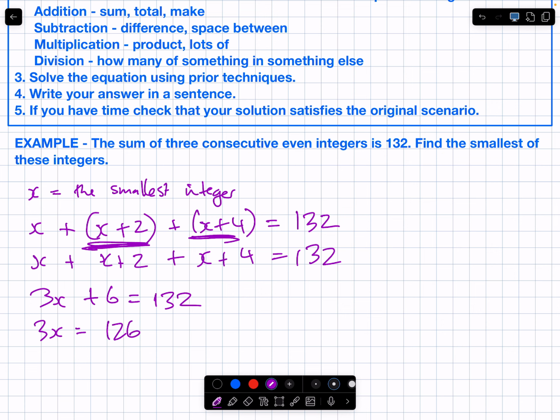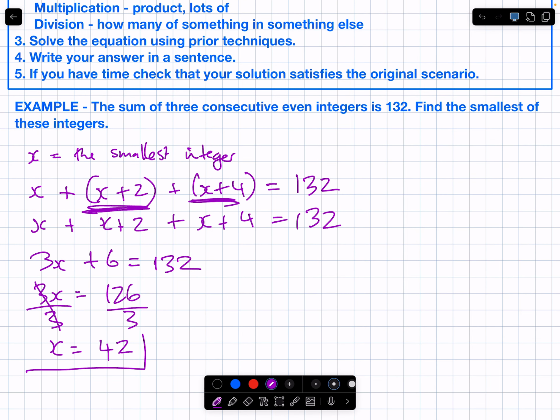What's the 3 doing to x? What's the opposite of multiplying by 3? That's going to cancel. X is going to be 3's into 126 is 42. We have an answer. Let's pretend that took a long time in your test and you don't have time to go back and check it. You would leave it like that.